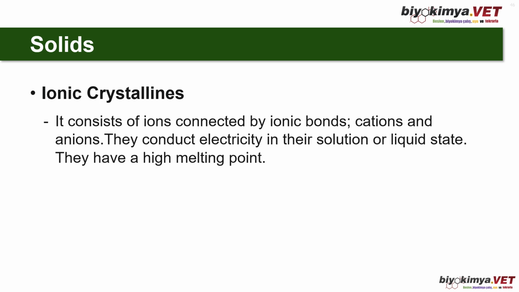Let me give more information about these crystallines. The first one is ionic crystallines. The ionic crystallines consist of ions connected by ionic bondings, cations and anions. They conduct electricity in their solution or in liquid state, and they have a high melting point. Examples are sodium chloride, potassium chloride, calcium sulfate, etc.